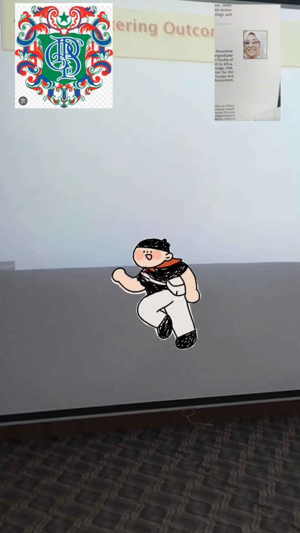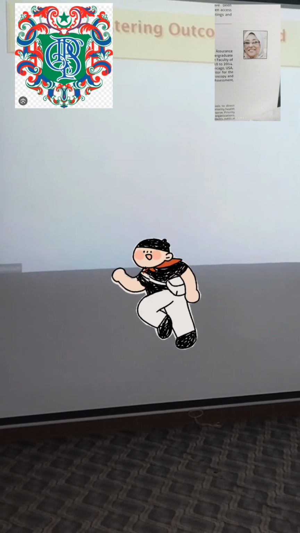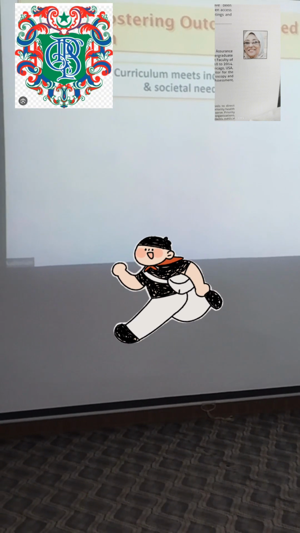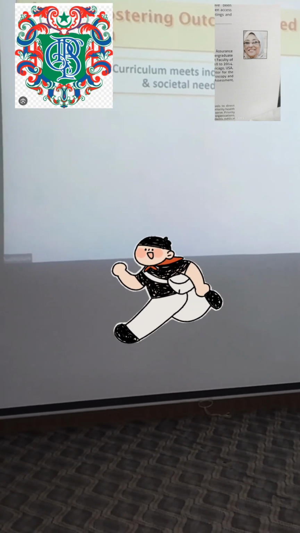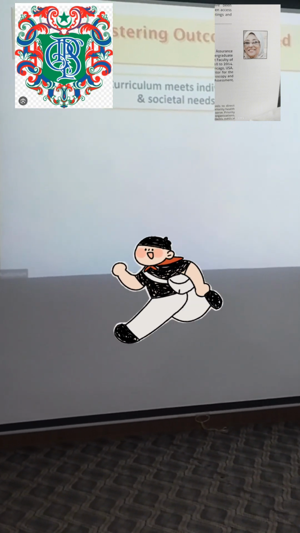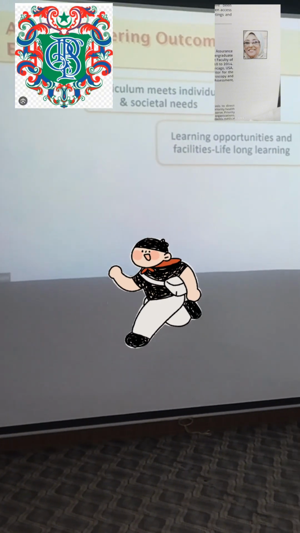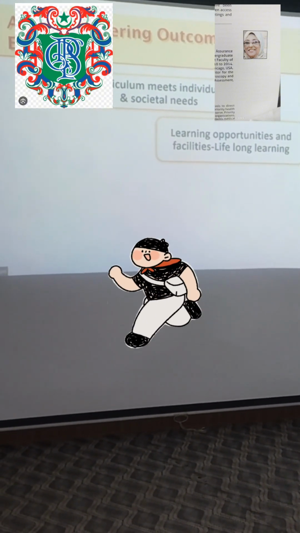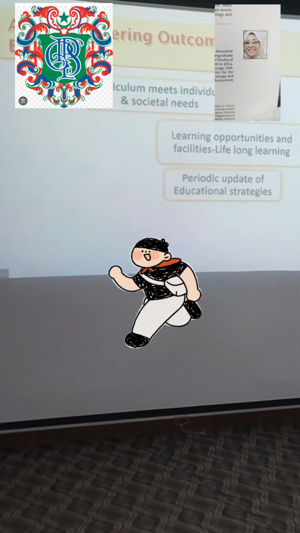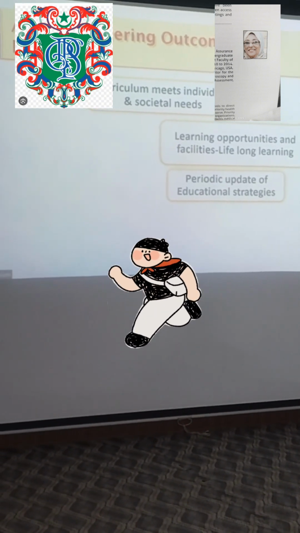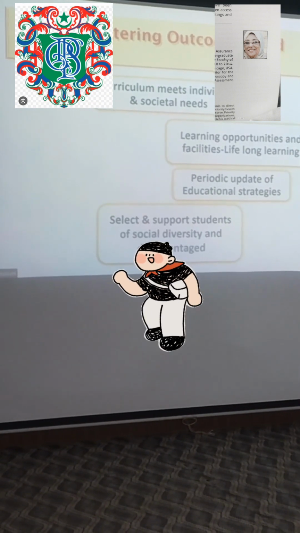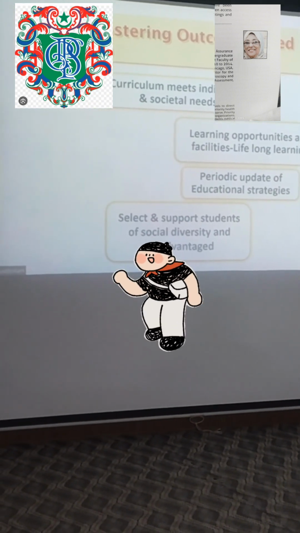Then area 4 is to foster outcome-based education, and this is very easy. The curriculum should meet individual and societal needs. I'm sure all medical schools can do that easily. Bring learning opportunities and facilities for lifelong learning for the students. Do periodic updates of your educational strategies. Select and support students for social diversity and disadvantage.